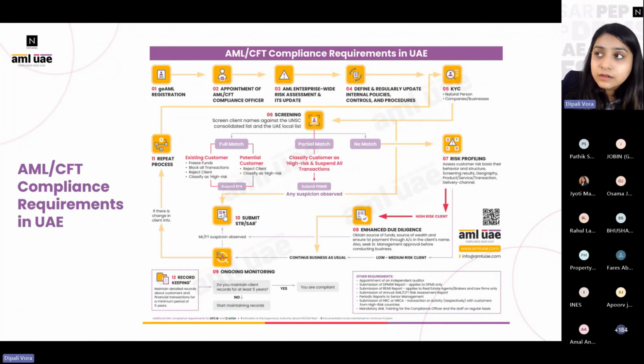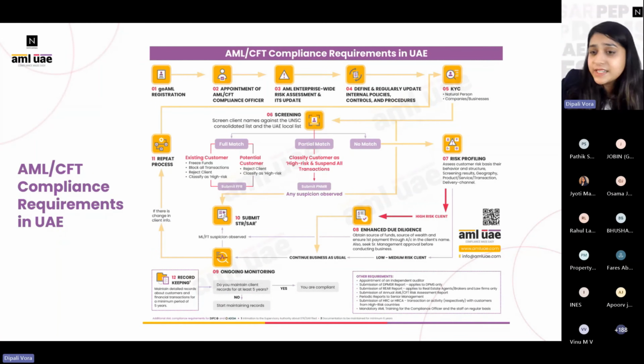So when I say implementing freezing measures or filing a PNMR, it's only with respect to sanctions like the UNSC Consolidated List and the UAE Local Terrorist List. In case you've got a match with respect to some other relevant sanction list, appropriate measures should be taken. Then the next option is no match.